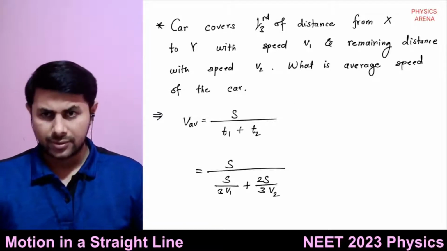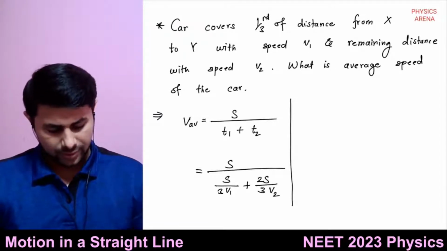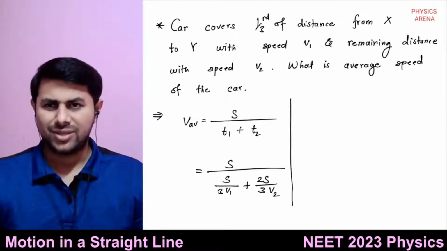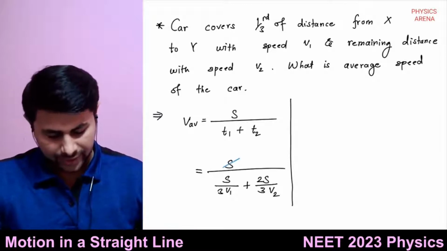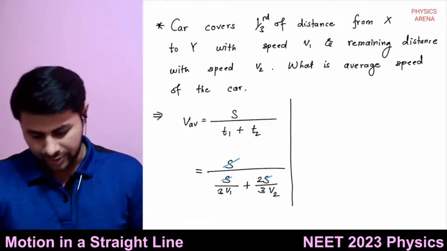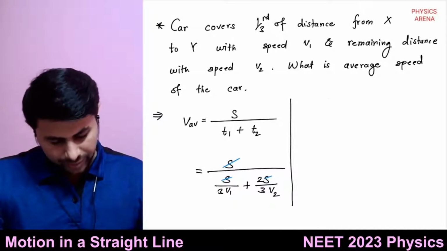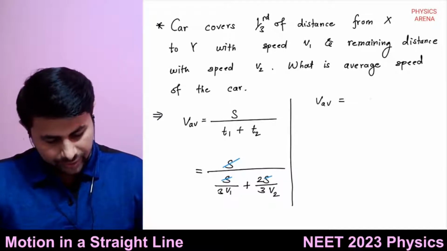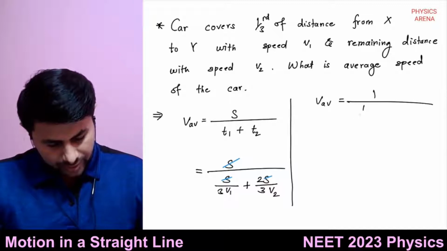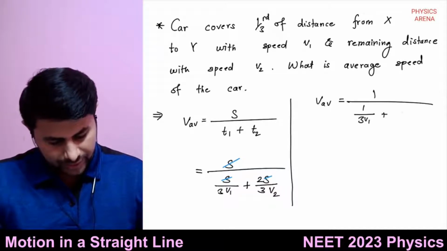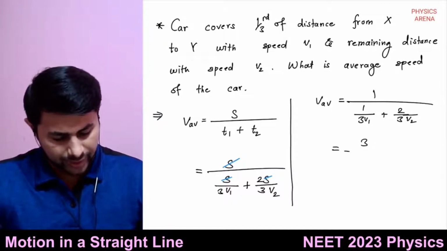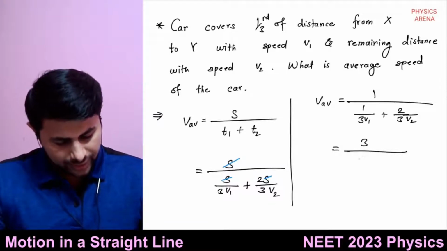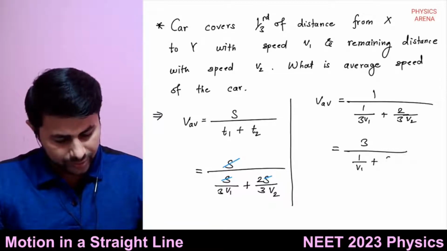So would it be 3 V1 V2 upon V2 plus 2 V1? Let's calculate. Okay, I don't know the answer. I have just made this question. So V average is equal to 1 upon (1/3 V1 plus 2/3 V2). So 1 by 3 you can take common, so 3 can go to the numerator, and here it is 1 upon V1 plus 2 upon V2.